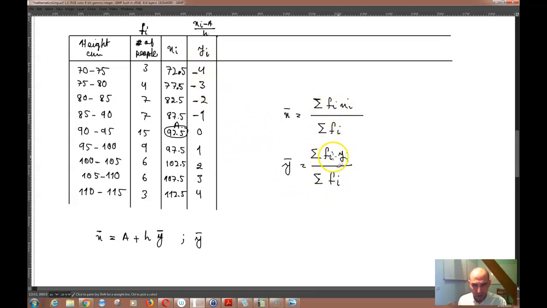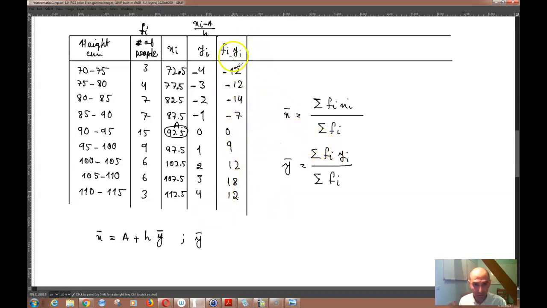So I need to calculate f of i times y of i here. This is f of i, this is y of i. That's negative 12, negative 12, negative 14, negative 7, 0, 9, 12, 18, and 12.